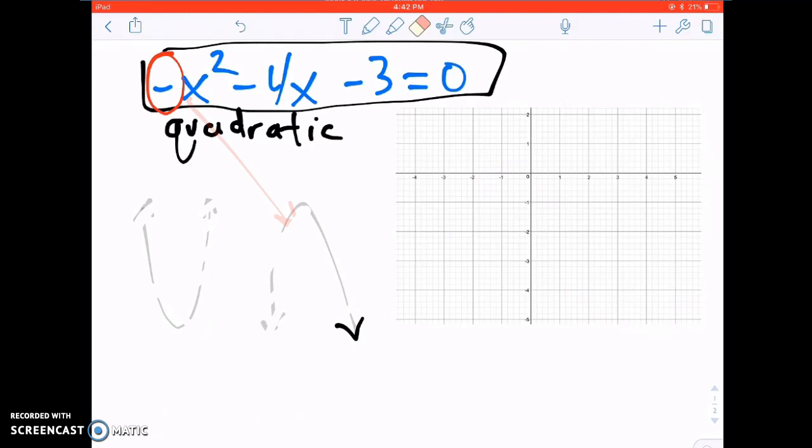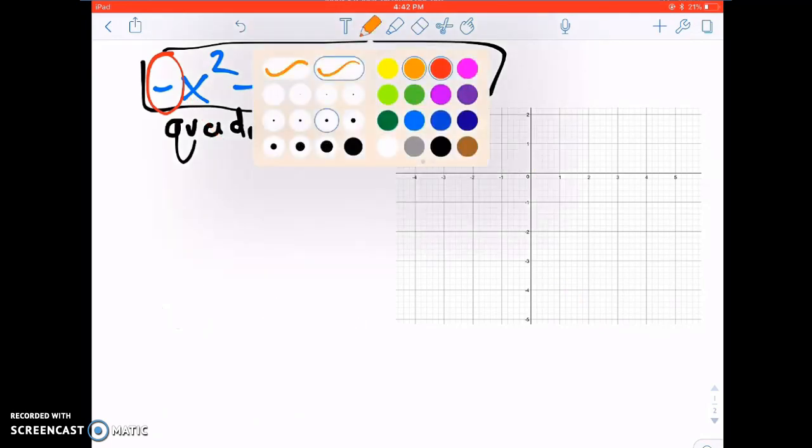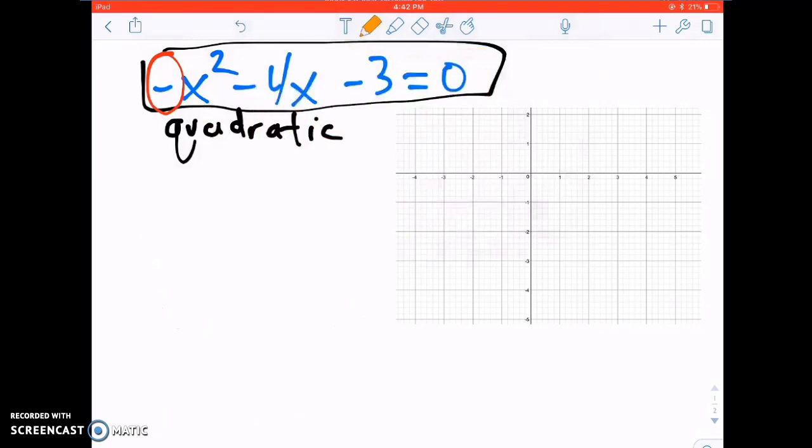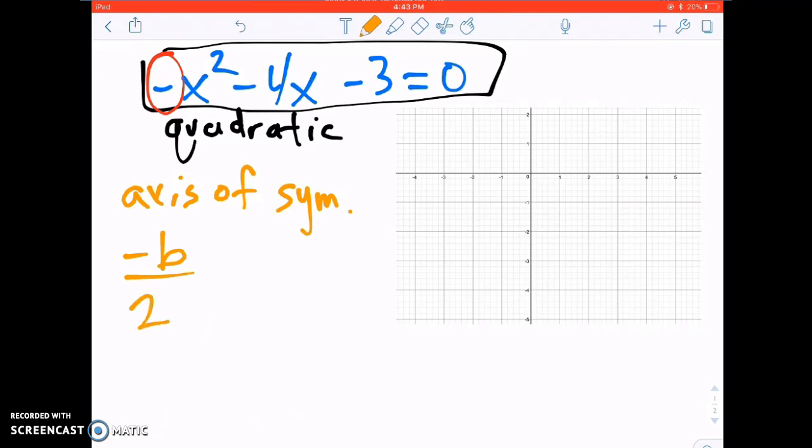If you remember from last chapter, the best way to graph a quadratic is first and foremost, we need to find the axis of symmetry. Sorry for my spelling. The axis of symmetry is negative b over 2a. In this case, our b is negative 4. So here we go: negative 4 over 2, and our a is just a negative 1 here. Check it out, negative 1.